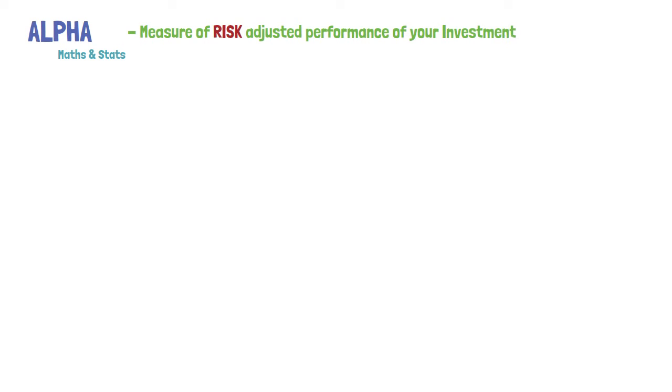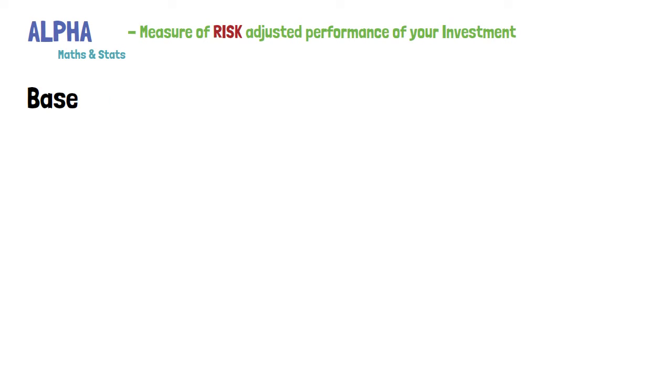The next metric is alpha. This is also a term we would have come across from mathematics and stats, but how it is defined and how it differs with mutual funds is important. Alpha is nothing but a measure of the risk adjusted performance of your investment. Alpha is based on the benchmark, and the number is calculated from it.